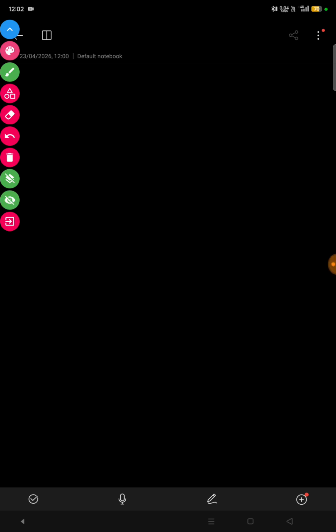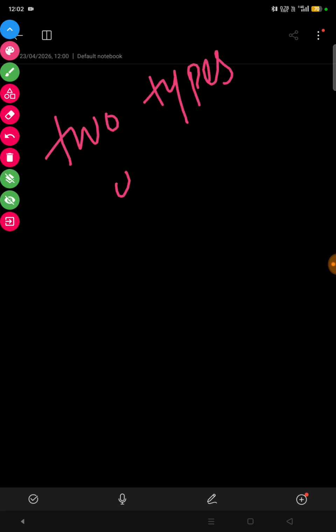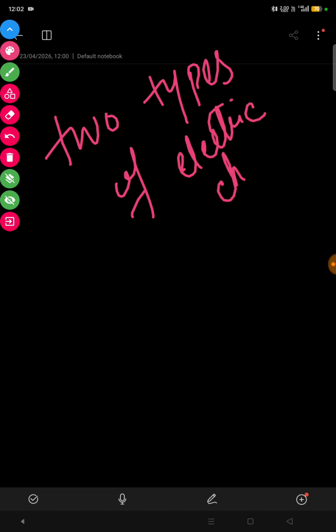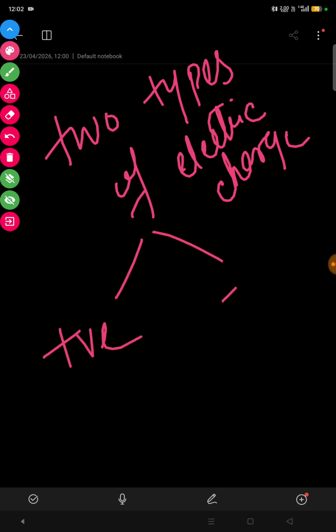Let's start with another chapter, that is electricity. Before we go into details on electricity, let's know what charges are. It has been found by experiment that there are two types of electric charge: one is the positive charge, another one is the negative charge.